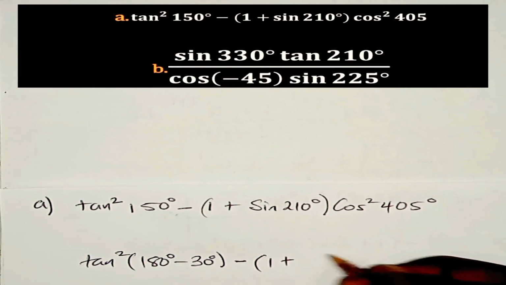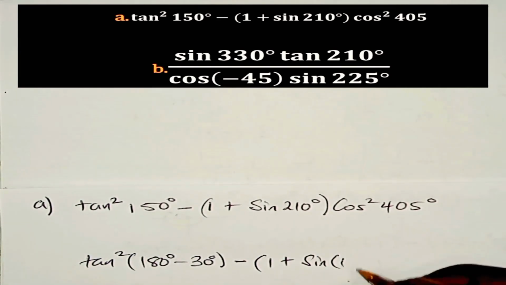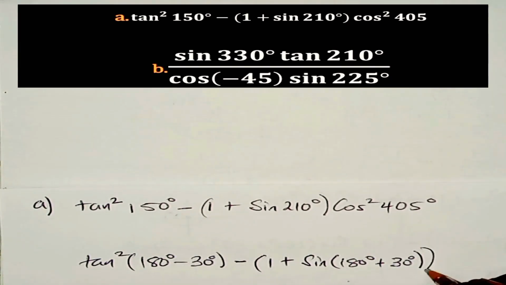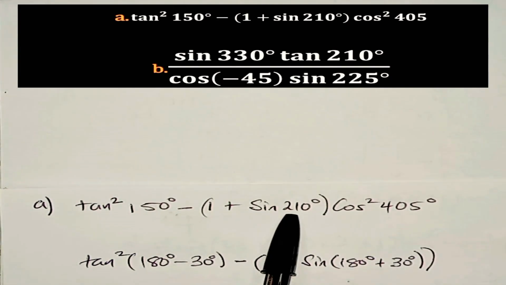Minus 1 plus sine of 180 degrees plus 30 degrees, the same thing as 210.